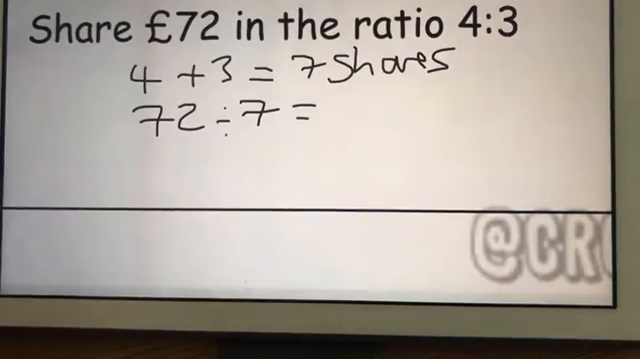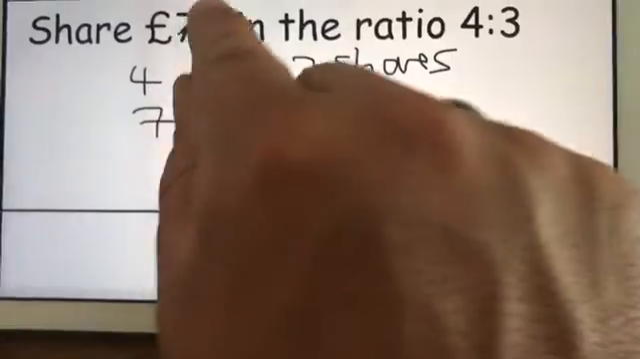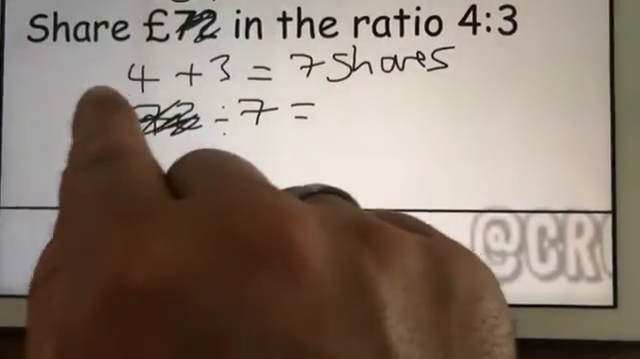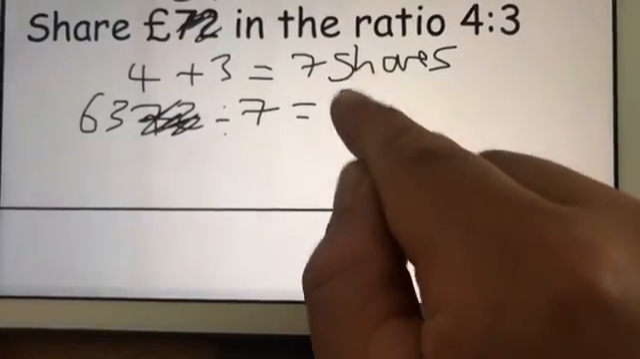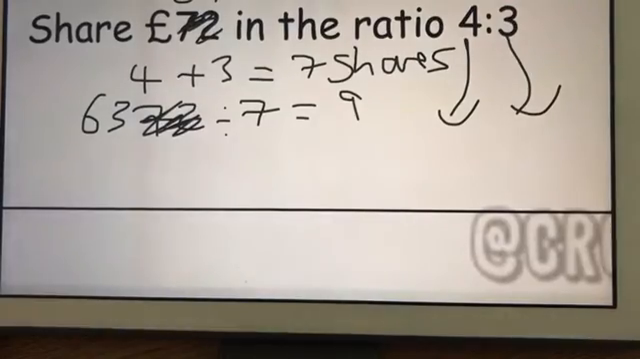Not quite the number I had in mind. It doesn't quite work out. I've got the numbers wrong when I wrote out the question. If you did it with 63, 63 divided by 7 would give me 9. And then I would share 9 four ways and 9 three ways. The only reason it doesn't work is because 72 doesn't divide perfectly by 7, so it's my fault for writing the question wrong.